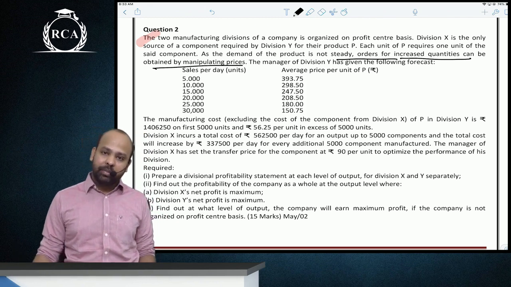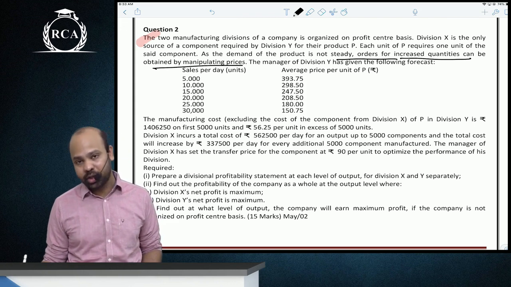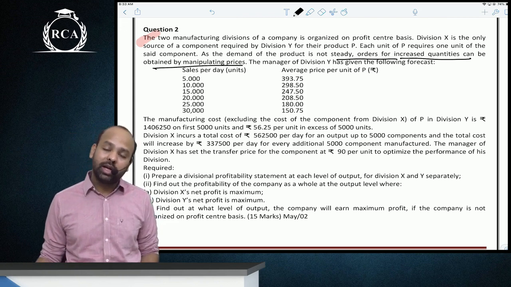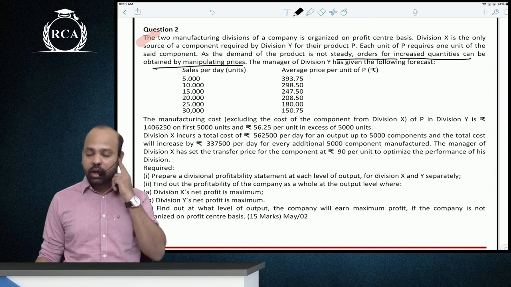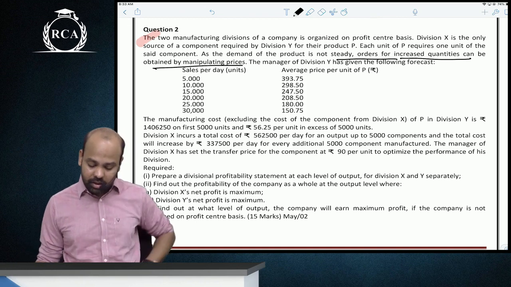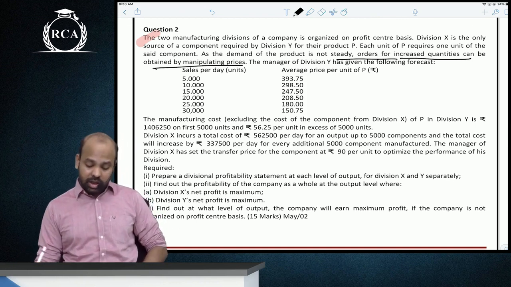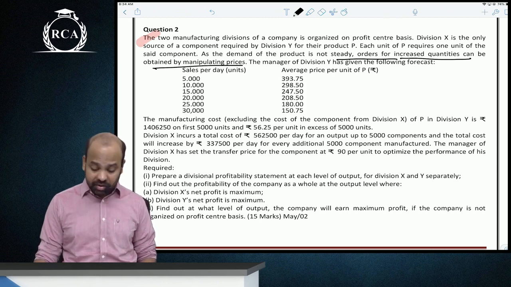The price function will be given as a minus bq. Marginal revenue will be a minus 2bq. We will equate marginal revenue to marginal cost and arrive at the quantity at which profit is maximum, and accordingly compute the profit-maximizing selling price. Here, different prices are given. Undoubtedly the relationship might not be linear, so we'll directly compute profitability at different prices.